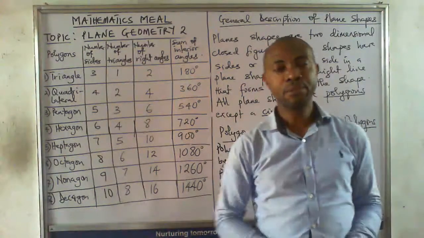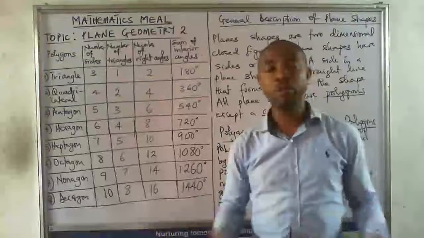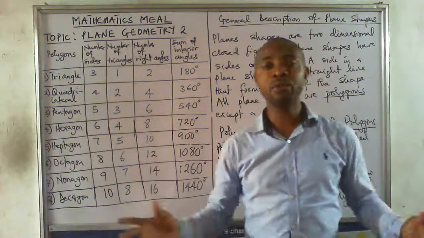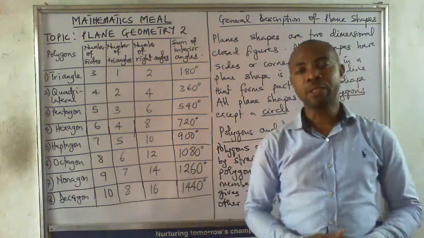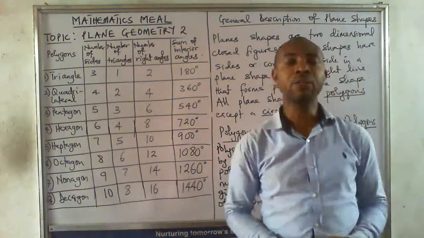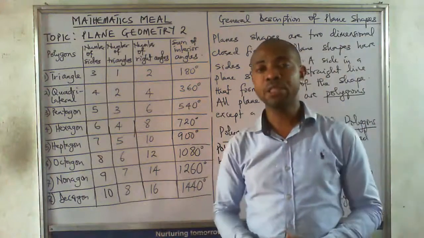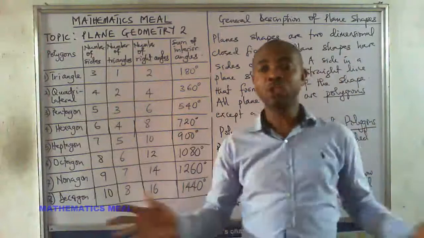Today on Mathematics Mayor, we are still looking at the concept of plane geometry, and we're looking at part 2 of plane geometry. Remember, plane geometry 1 deals with angles on a straight line and angles at a point, corresponding angles, and the alternate angles, and also vertically opposite angles. So generally in plane geometry 1, we looked at angles on lines.